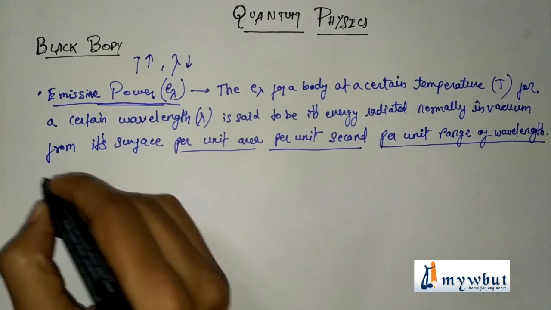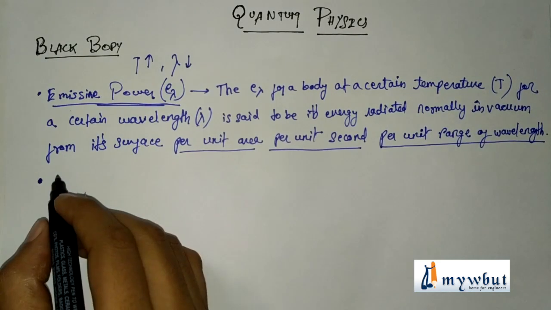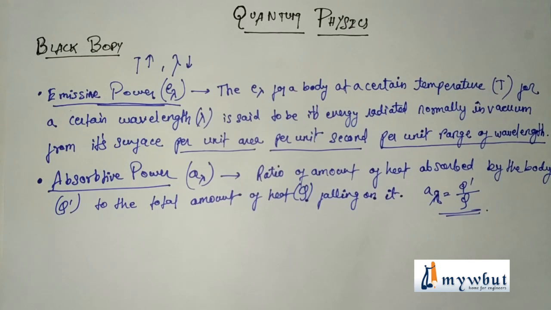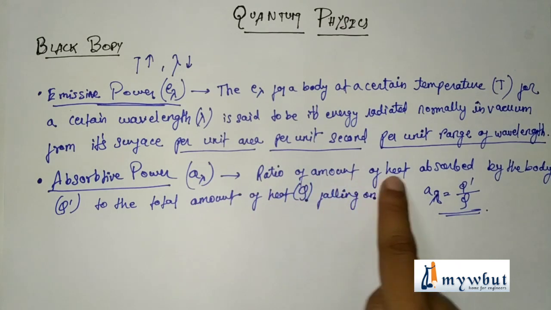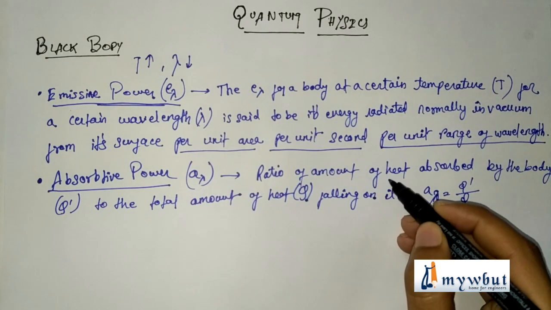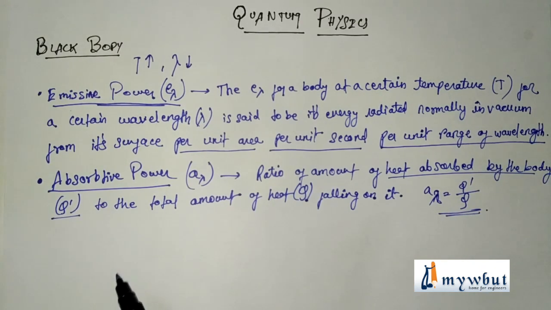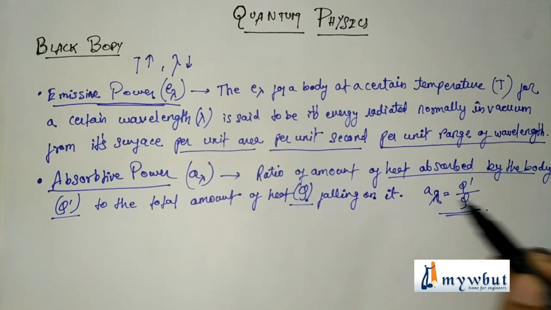Now let us define another term, absorptive power. Here I have written the definition for absorptive power for you all. Let us read it. The ratio of the amount of heat absorbed by the body, denoted as Q dash, to the total amount of heat Q falling on it is known as absorptive power. Now let us study some laws.